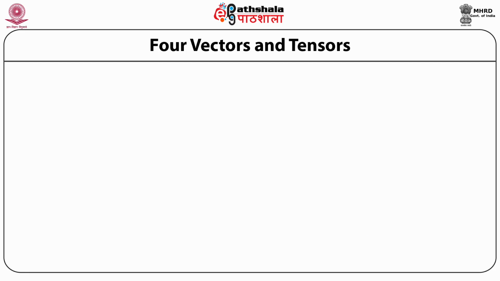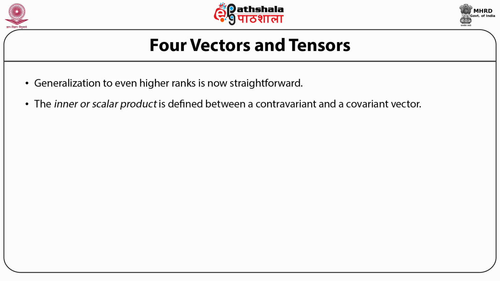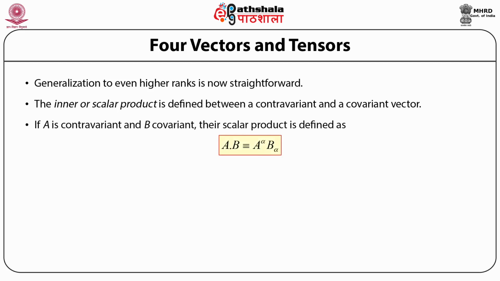Using these kinds of transformations, we can generalize the above definition to higher rank tensors also. Now let us define the inner or the scalar product between 2 tensors, and this is defined as the product between a contravariant and a covariant vector. So if A is a contravariant vector and B is a covariant vector, then their scalar or dot product or inner product is defined as A dot B is equal to A superscript alpha B subscript alpha.